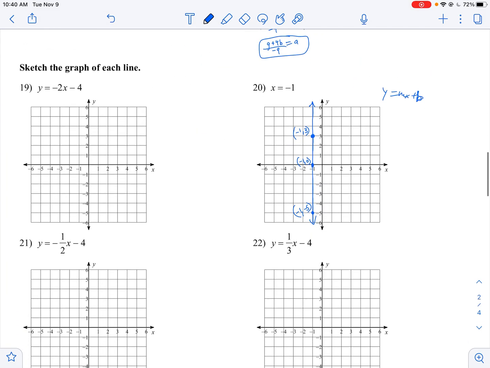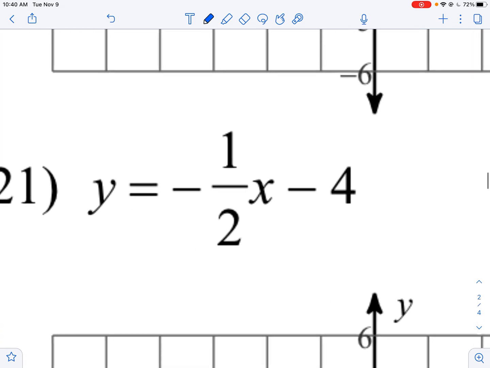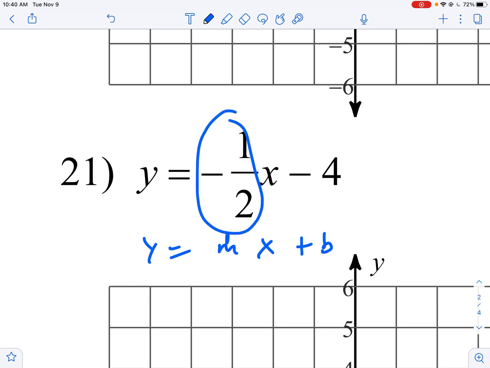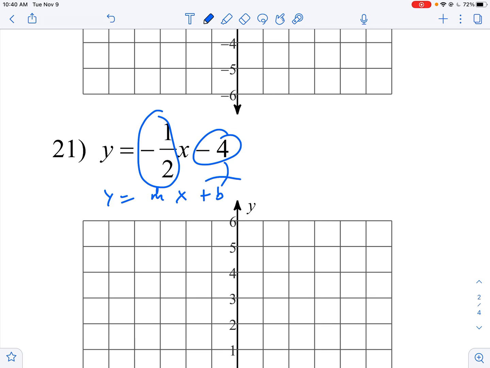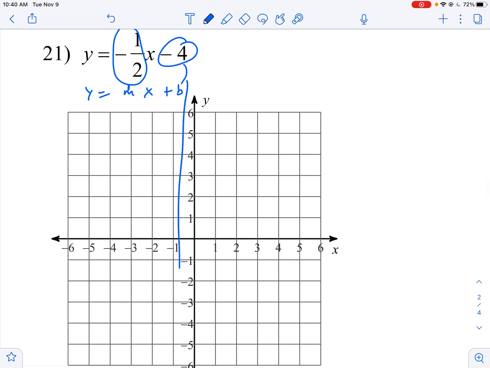Let's jump to one that has some y equals mx plus b on it. Let's look at 21. Remember, y equals mx plus b. This number is our m. This number is our b. And so we can graph this equation. Remember, when you're graphing, the b value is the first one you graph, and that's your y-intercept. So I'm going to go to my y-axis and find -4. It's all the way down here, so I put a dot.